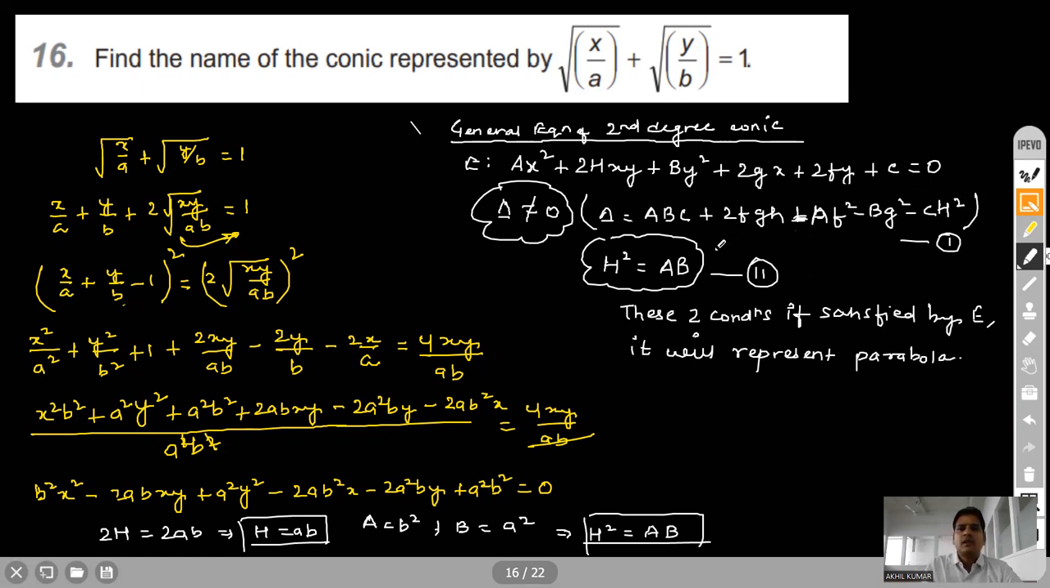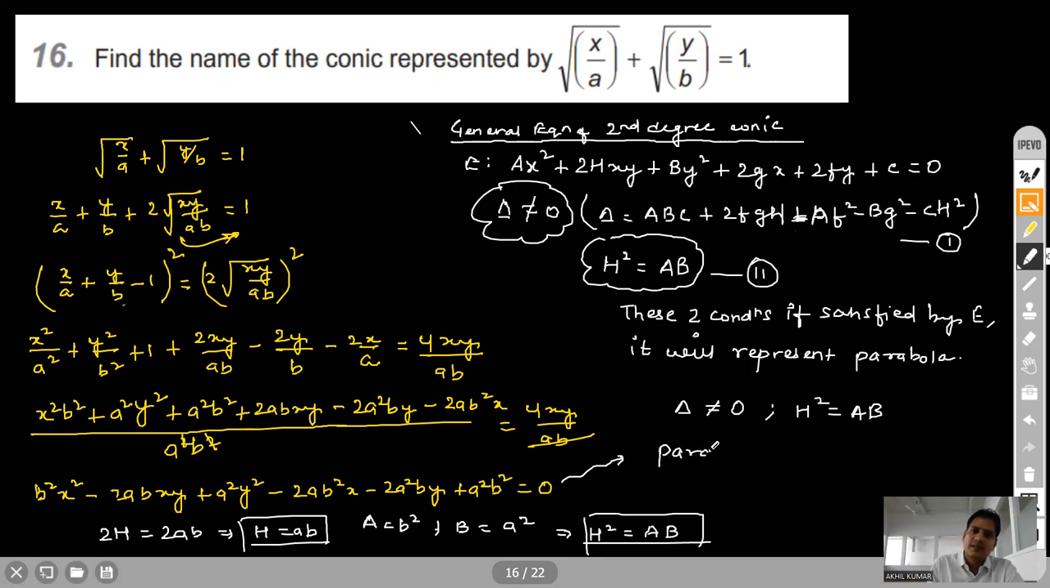Okay. So 2FGH, let me write it as capital. So this delta ABC plus 2FGH minus AF square minus BG square minus CH square, you compare this equation with this, and you will get the value of delta to be non-zero, and H square is equal to AB, which I have already seen here.